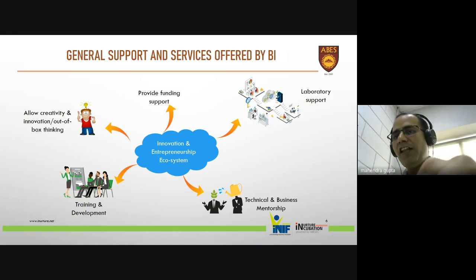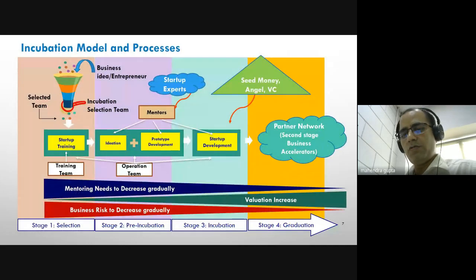Very good. So all is important. You cannot leave anything out. In fact, there are industry networks to support the incubators and support the startups. We also started a program which we call the co-incubation program. I will come to it later. So what is the incubator model and processes in general?